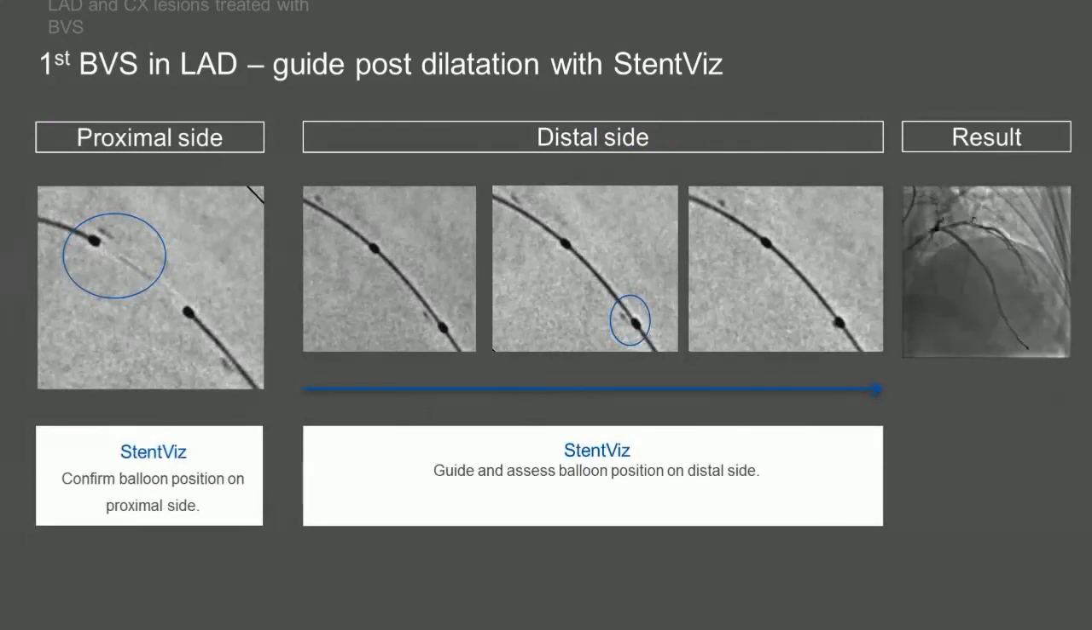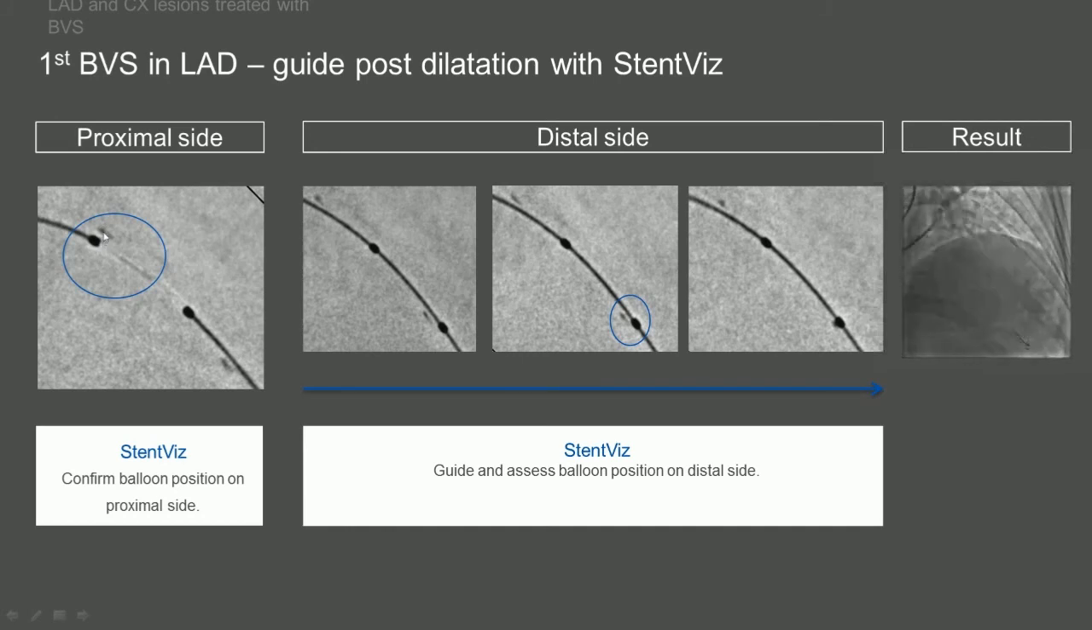So here you can clearly see the markers of the BVS of the LAD, the proximal marker and the distal marker. Here we have the marker of the balloon to do the optimization of the opening of the BVS. So it is very important to be sure that we are not making a geographic miss with the balloon, non-compliant balloon.